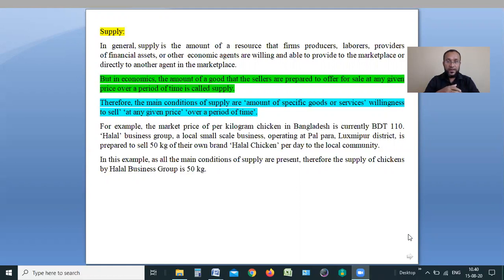Say, for example, the market price of per kilogram chicken in Bangladesh is currently BDT 110. Halal Business Group, a local small-scale business operating at Palpara, a remote area and a village in the Lakshmipur district in Bangladesh, are prepared to sell 50 kg of their own brand halal chicken per day to the local community.